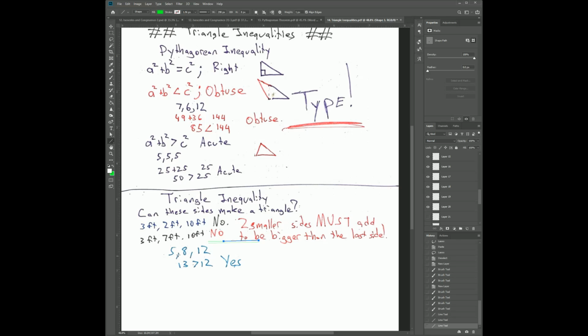You're like, hey, look, 5, 8, and 12. 5 plus 8 is 13. 13 is bigger than 12. Yes. 7, 9, and 27. 7 plus 9 is 16. 16 is smaller than 27. The answer is no.